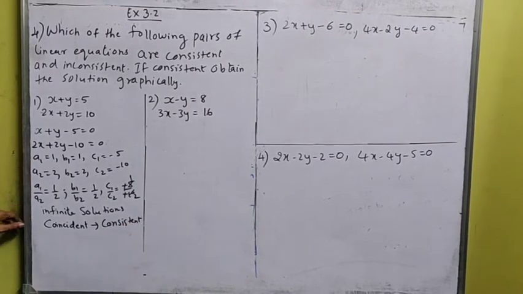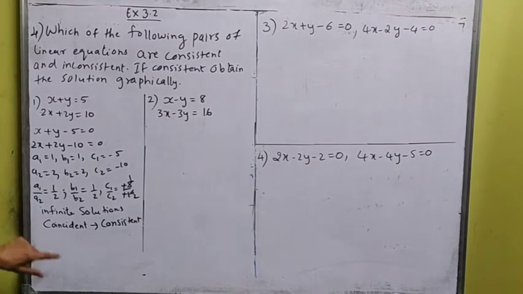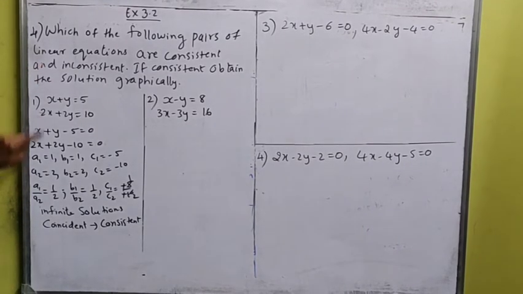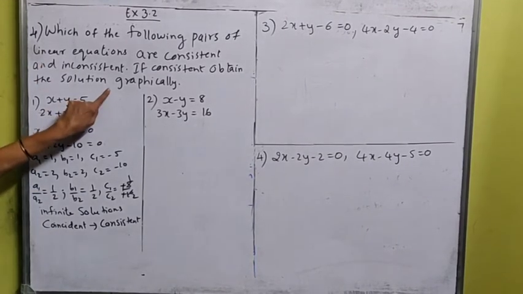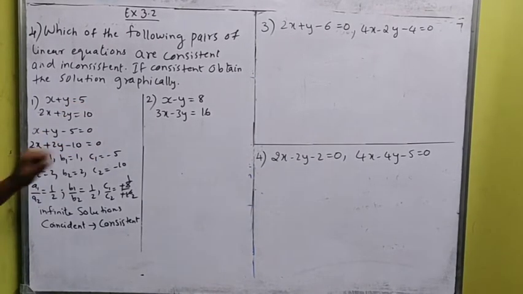So you can draw the graph of this. That is homework for you. I showed you the solution graphically. If consistent, you have to find the solution by drawing the graph. Let us see the second sum.